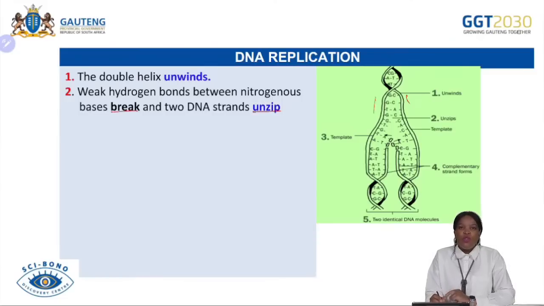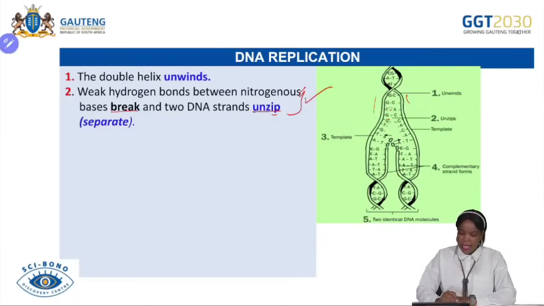Here, you used to get 2 marks for saying each, but right now, for this entire sentence, it is 1 mark. So for saying unzip, you're going to get 1 mark, or for saying the weak hydrogen bonds between the nitrogenous bases break, you're going to get only 1 mark. Or you can just say the DNA molecule separates.